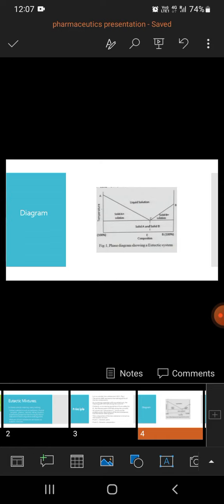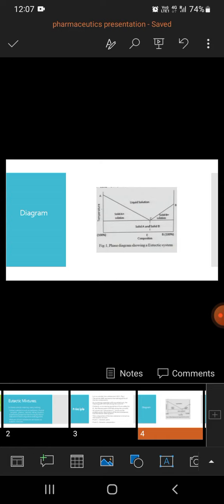So let us consider two substances, A and B. The points A and B represent the melting points of the two components. As increasing quantities of B are added to A, the freezing point of A falls along the curve AC. Similarly, as increasing quantities of A are added to B, the freezing point of B falls along the curve BC.